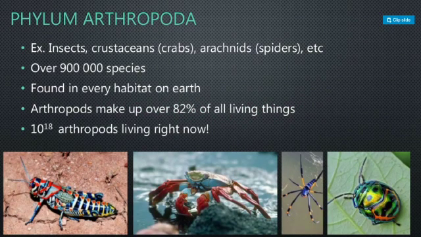Insects, crustaceans like crabs, and arachnids like spiders are included in the phylum Arthropoda. Over 900,000 species are included in the phylum Arthropoda. These are found in every habitat on the earth. Arthropods make up over 82% of all living things. There are 10 raised to power 18 arthropods living right now. In the figure you are watching the different types of arthropods.